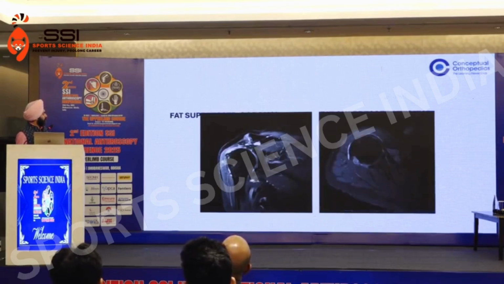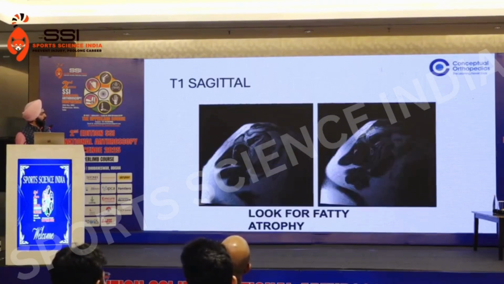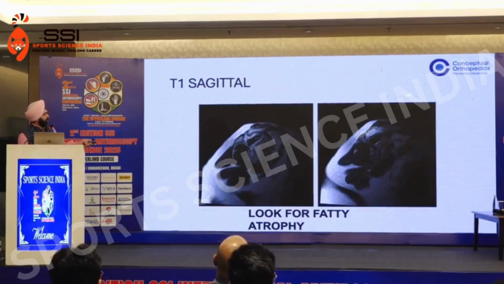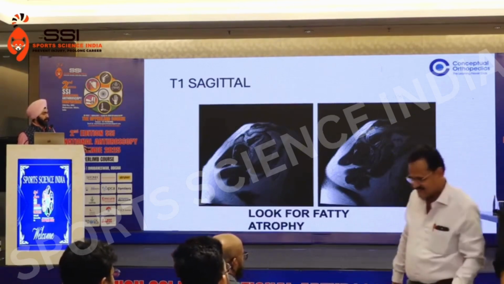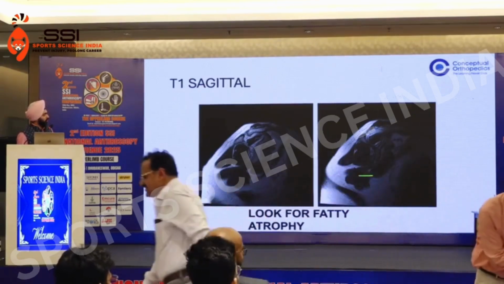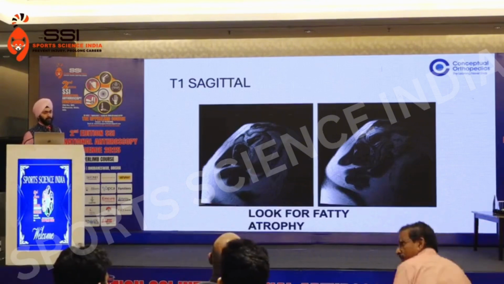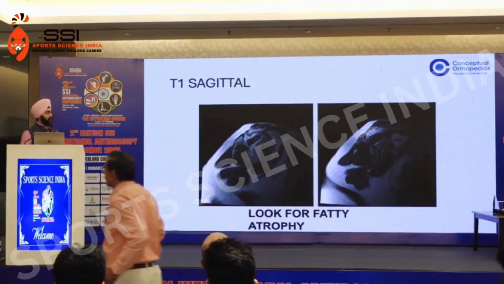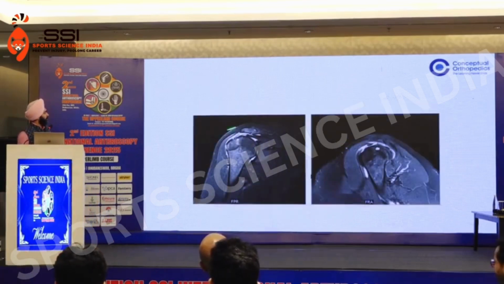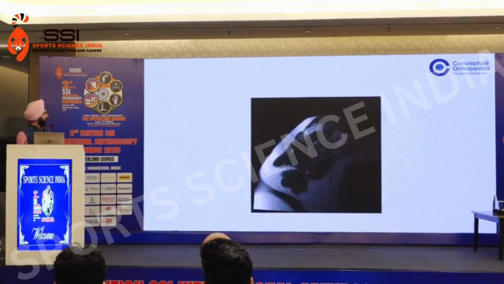So again, same cuff tear, continuous only up till here. This part is missing. And look for fatty infiltration. You should know about the Goutallier classification, and according to it, you should be able to tell how much fatty infiltration or fatty atrophy is there. Again, in a cuff tear patient, the cuff is missing here, with fatty infiltration.